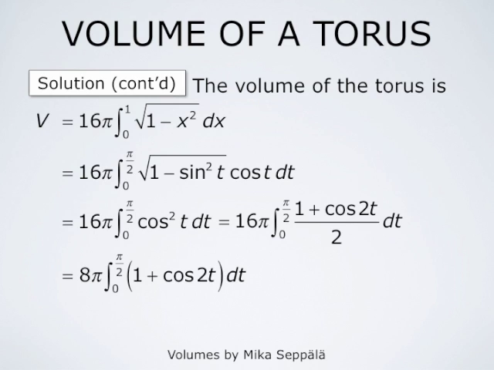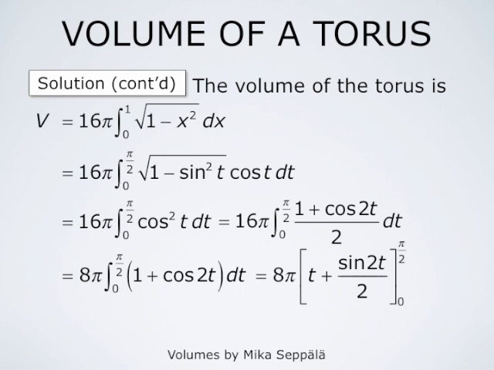And this last expression is easy to integrate, because an antiderivative of 1 plus cosine of 2t is t plus sine of 2t divided by 2. And then we substitute from 0 to pi over 2. When we substitute the lower limit, we get 0. Then t is 0, and sine of 2t is sine of 0, which is also 0. When we substitute the upper limit, the sine term gives us sine of 2 times pi over 2, which is sine of pi, which is also 0.